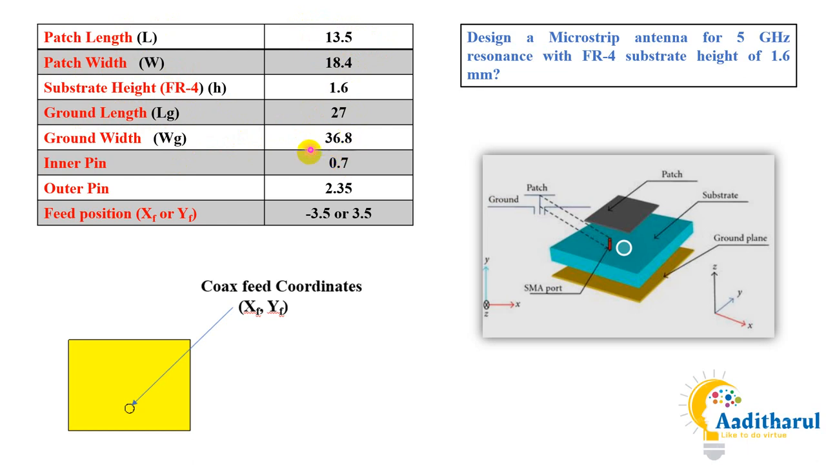And then the inner pin is 0.7 and the outer pin is 2.35. That means the inner pin will connect directly with the patch and the outer pin will connect with ground. And then the feeding position, where we are going to feed, from the x axis or y axis, comes to around 0.4 cm, we will say 3.5 mm. With the help of parametric analysis I already found out that it becomes 3.5.